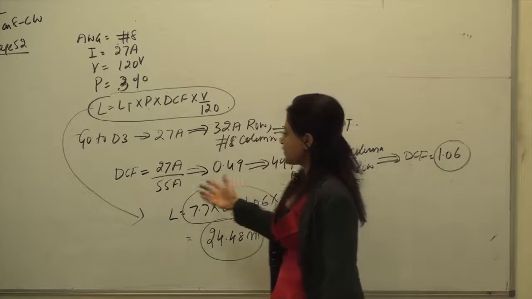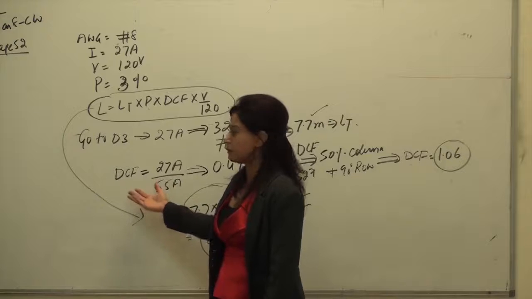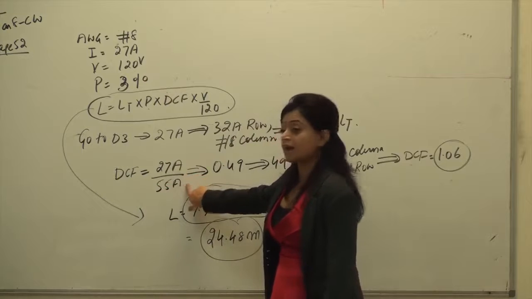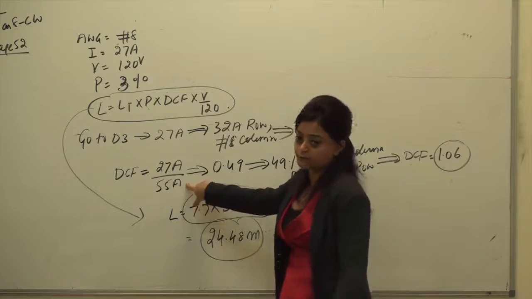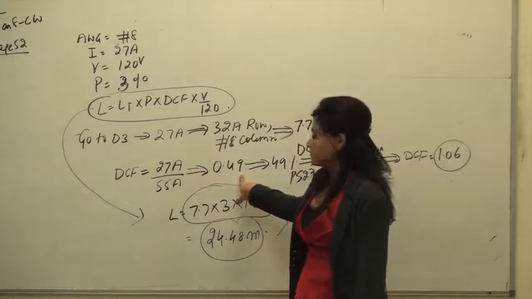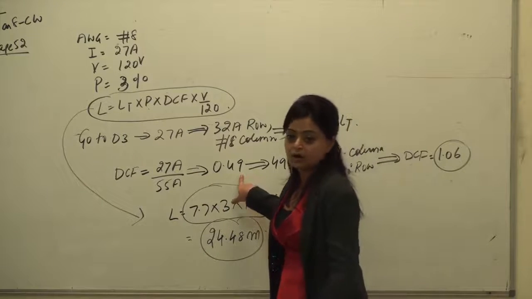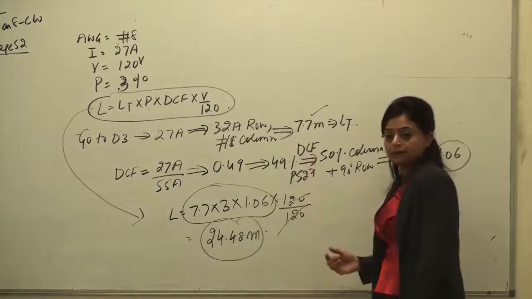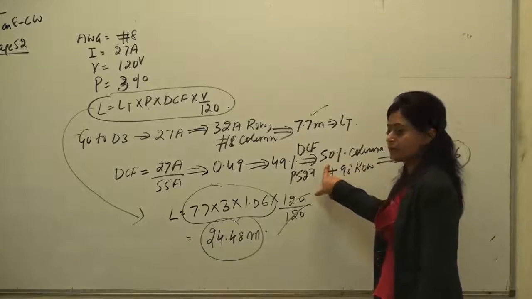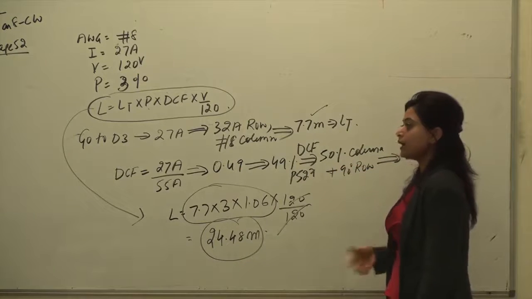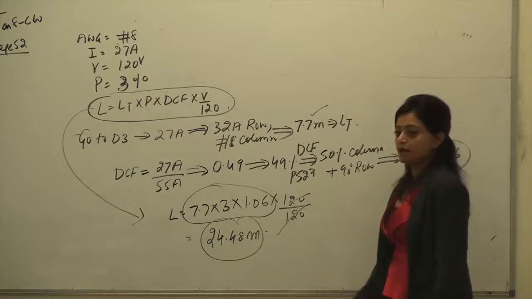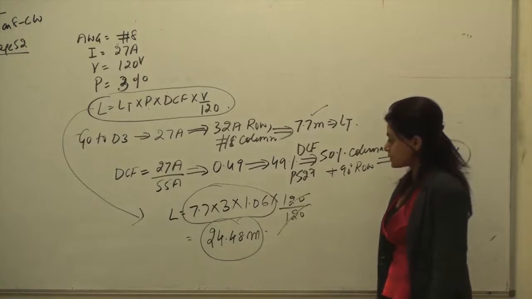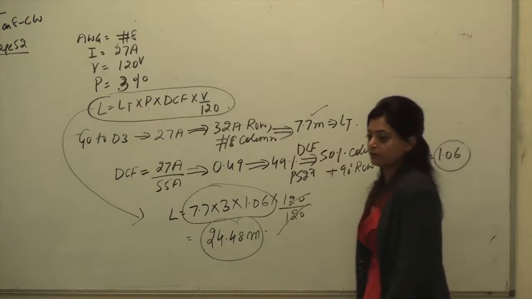Then the next step is finding out the DCF. This DCF is given by a ratio of what I'm using this conductor for, which is 27 amps, and what I can use it for based on table 2, which is 55 amps. My loading factor is about 49%. I can't have a column of 49%. Either it's 40 or 50, so I will go equal or higher. The higher number is 50%, based on the 50% column and 90 degrees, my answer comes out to be 1.06, which is my DCF. Then I plug the values in. My answer comes out to be 24.48 meters.